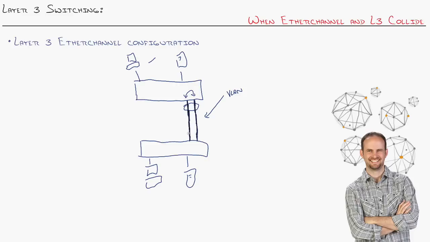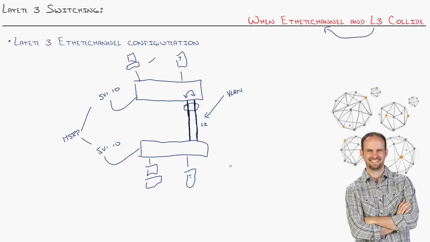Now, what most people think when they think Layer 3 Etherchannel is, okay, so we've created a switch virtual interface for VLAN 10, maybe on both of these guys, right? And we use maybe HSRP or VRRP redundancy mechanisms to combine those together, make them redundant, and they're communicating over that link. Actually, that's not Layer 3 Etherchannel. That's still Layer 2 Etherchannel.